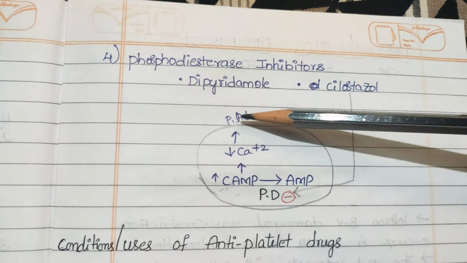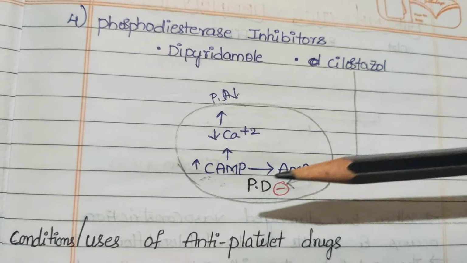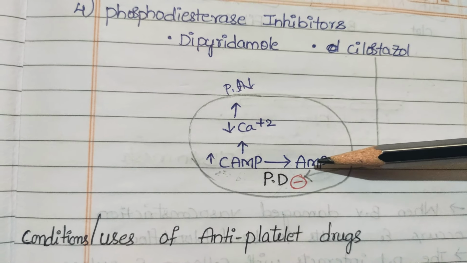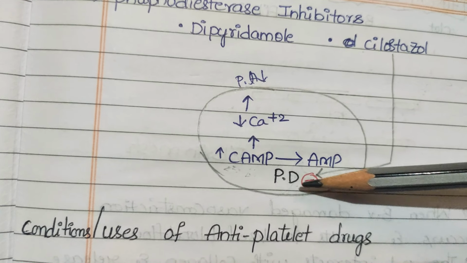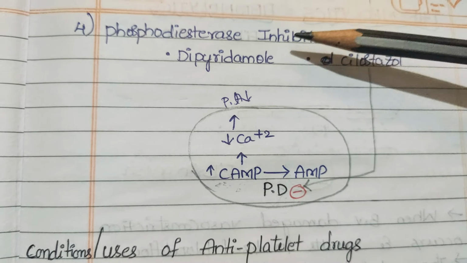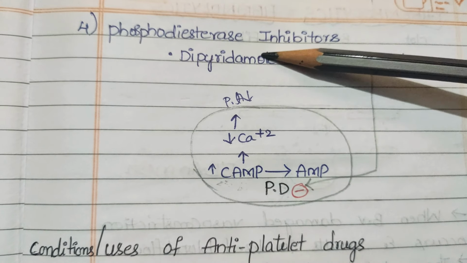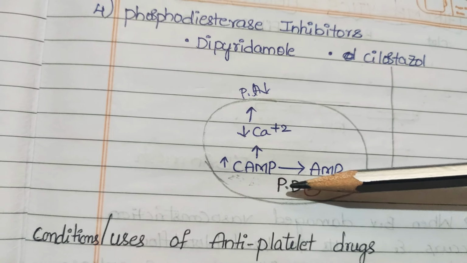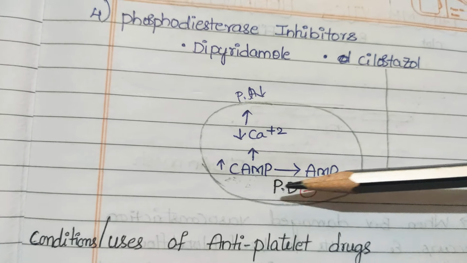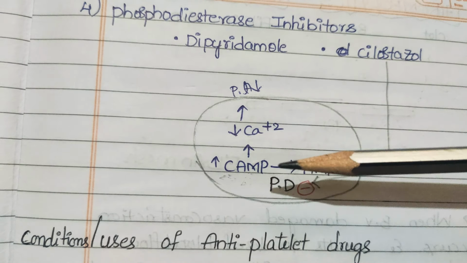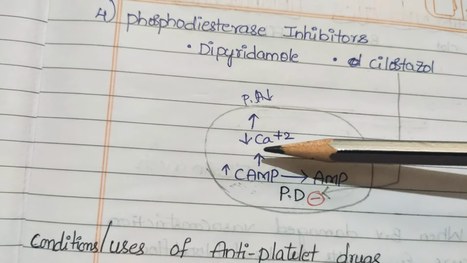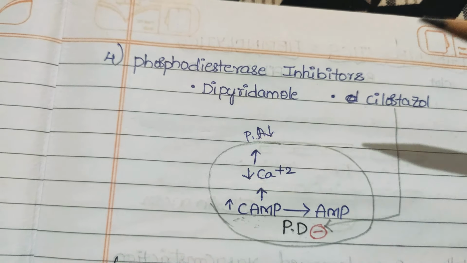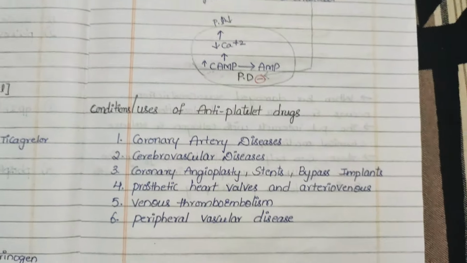Under this we see dipyridamole and cilostazol. In platelets, cyclic AMP gets converted into AMP with the help of the phosphodiesterase enzyme. Now, within the name we can see phosphodiesterase inhibitor. That means they inhibit the phosphodiesterase enzyme so that the cyclic AMP is not converted into AMP. So the levels of cyclic AMP increase, because of which the calcium levels decrease and the platelet aggregation is also decreased. This is the mechanism of action of antiplatelet drugs.